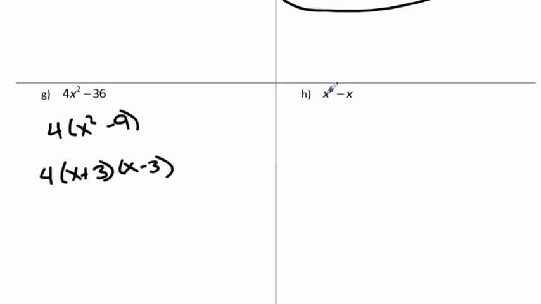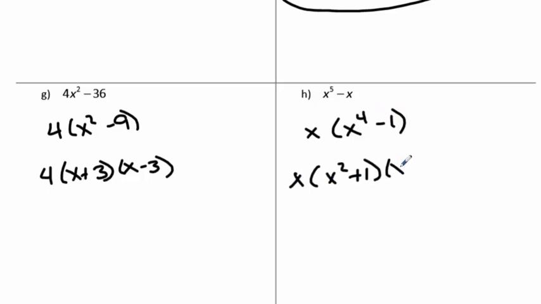In part H, two terms, they do have something in common. They're both going to be divided by x. Let's divide that x out. It's going to give us x to the 4th minus 1. And again, I have a difference of squares right here. X to the 4th is x squared squared, and 1 squared is 1. So I'm going to factor this into x squared plus 1 times x squared minus 1.